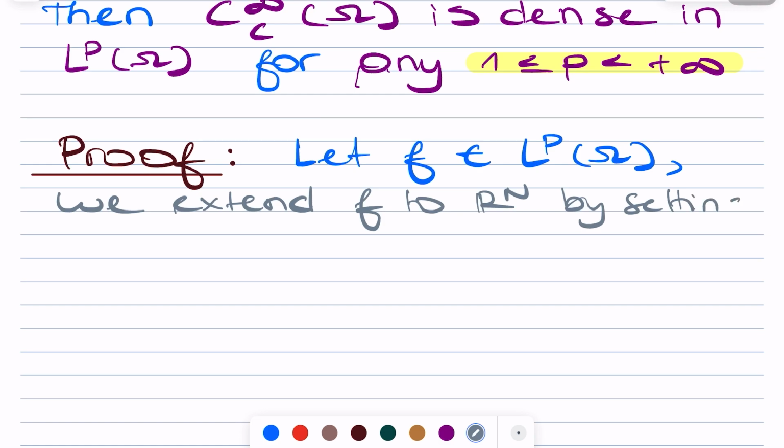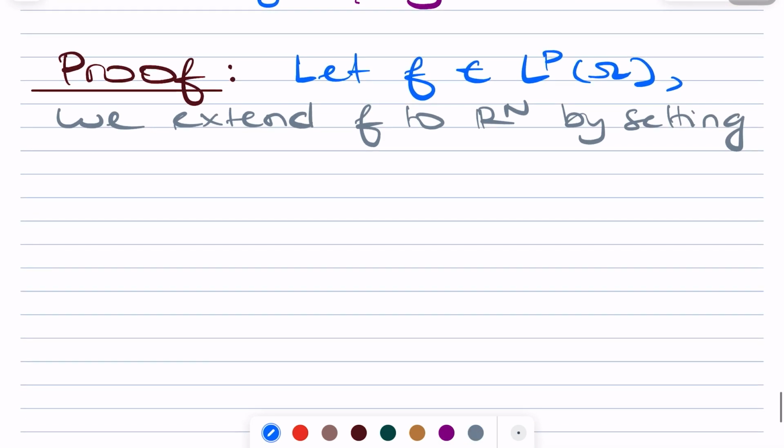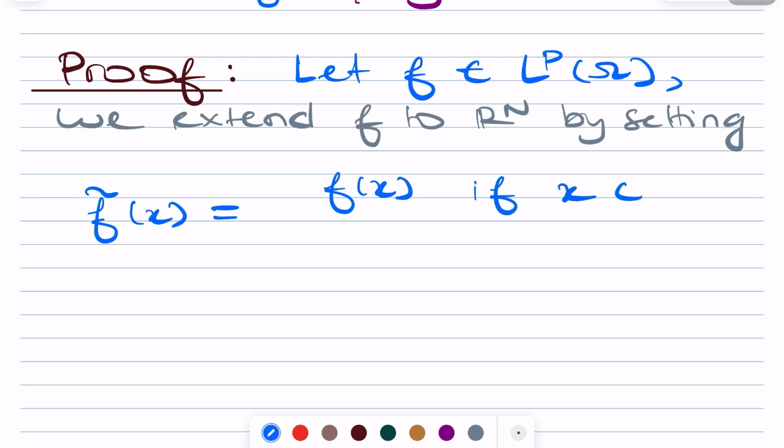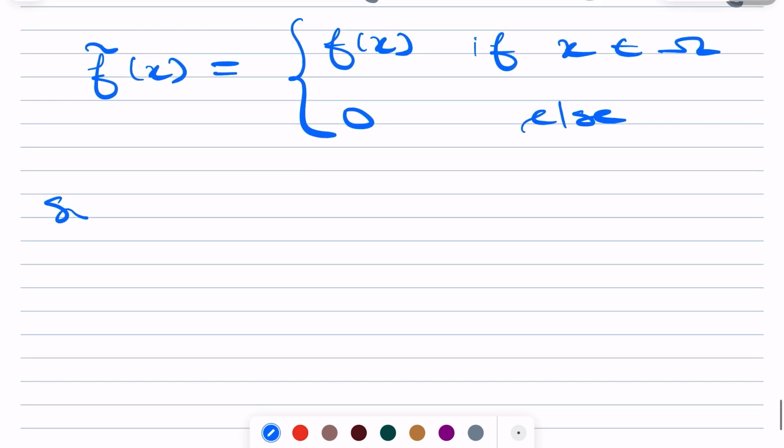by setting, the extension is rather trivial, not difficult, f tilde of x is f of x if x is in omega, and just 0 if x is not in omega. So this is a rather trivial extension. So f tilde is obviously an element of LP of Rn.